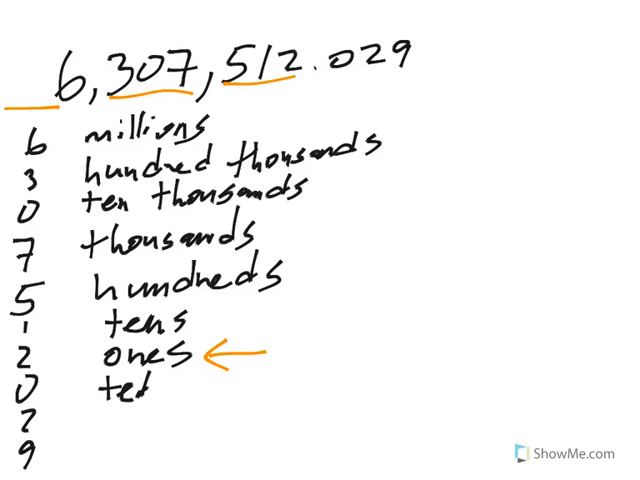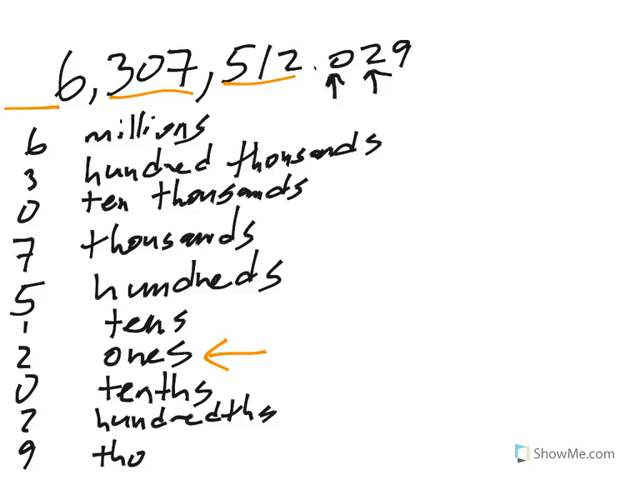I'm having trouble writing that n in tenth. But that's the tenths place. After the tenths place, well, after tens comes hundreds. So after the tenths place comes the hundredths place. So the 2 is in the hundredths place. After hundreds comes thousands. So after hundredths comes thousandths. And it continues on like that.